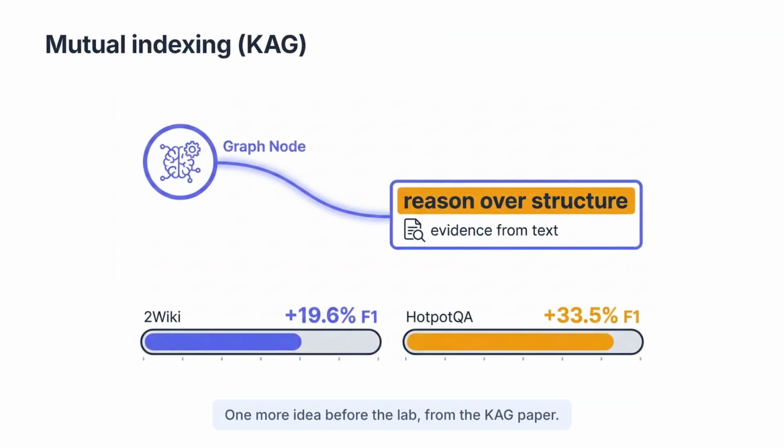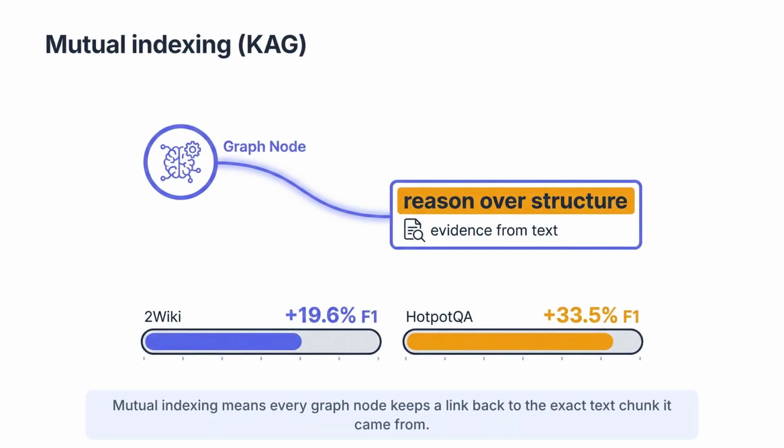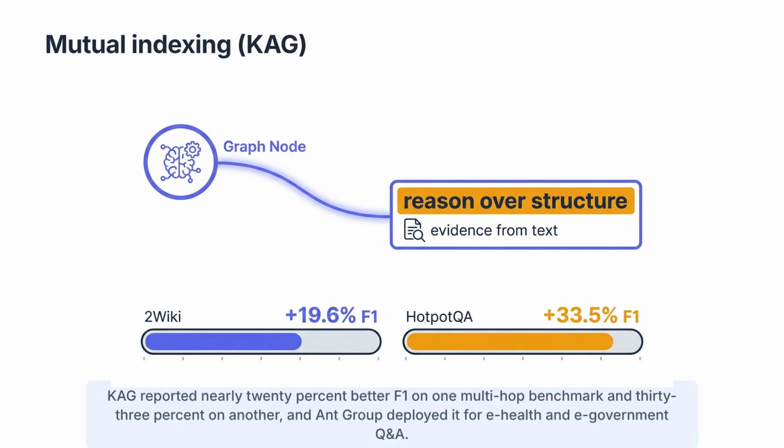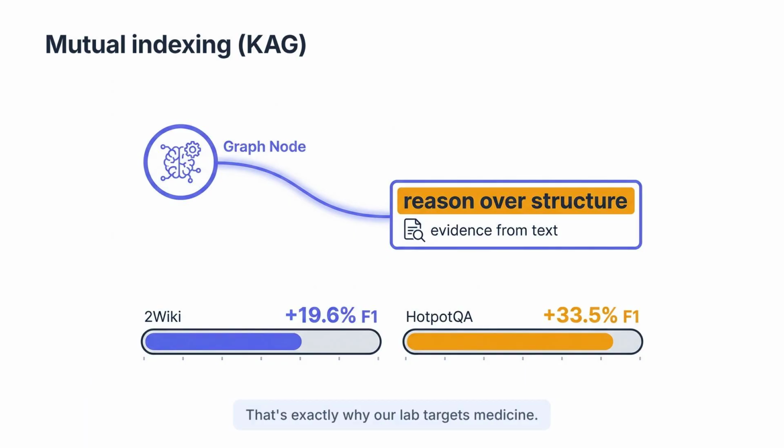One more idea before the lab, from the KAG paper. Mutual indexing means every graph node keeps a link back to the exact text chunk it came from. So you reason over clean structure, then drop back to the raw prose for evidence, best of both worlds. KAG reported nearly 20% better F1 on one multi-hop benchmark and 33% on another, and Ant Group deployed it for eHealth and eGovernment Q&A. That's exactly why our lab targets medicine.